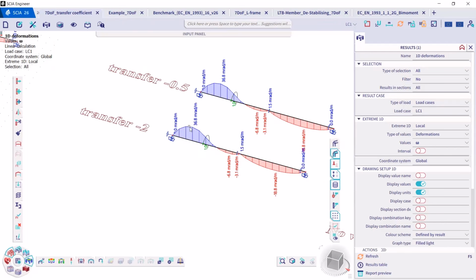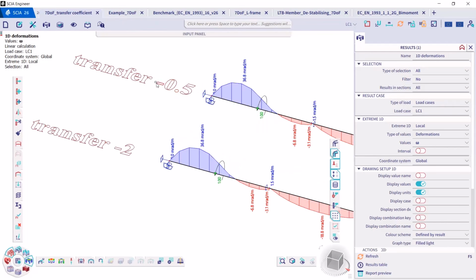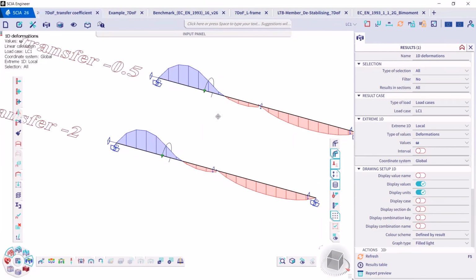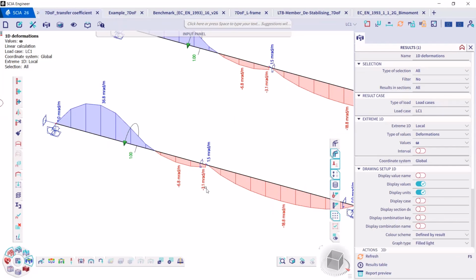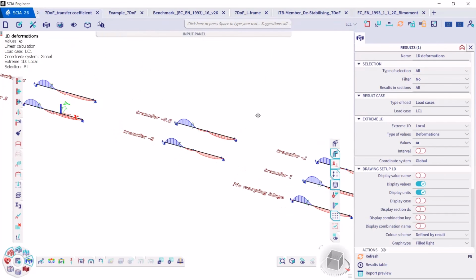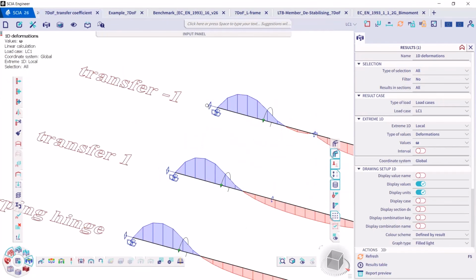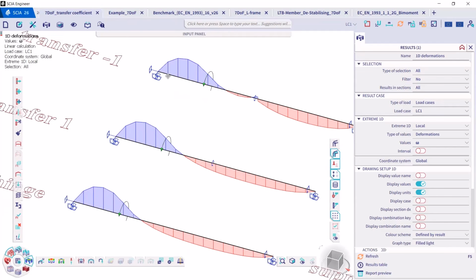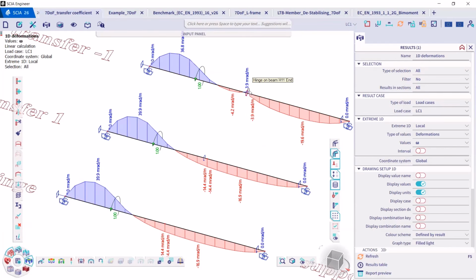And we also tested it with a negative value, so minus 0.5 or minus 2. And in that case, you can see that a value of minus 3.1 becomes a value of 1.5 on the other side. So it's divided by minus 2. What happens in the case we have a transfer coefficient of minus 1? As expected, we just get the same value, but which is inverted.